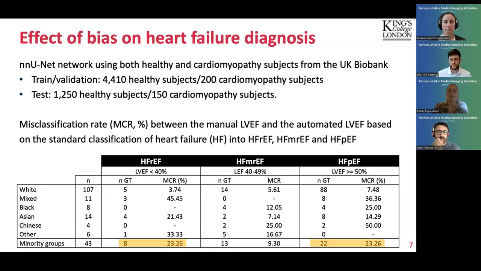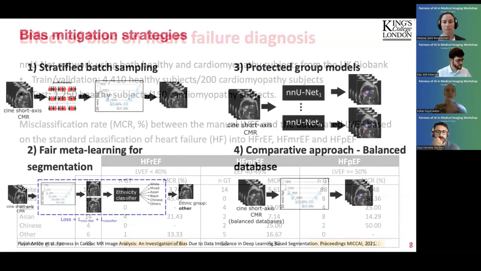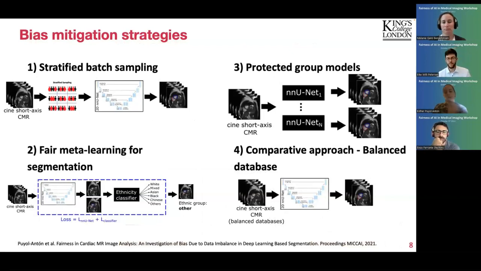So then the next part was, okay, now we see there's this bias, how can we try to mitigate it? Looking back at the first talk, where Andy showed the different algorithms that have been proposed in the clinical and computer vision literature, we proposed 3 different approaches. The first one is what we call stratified batch sampling.